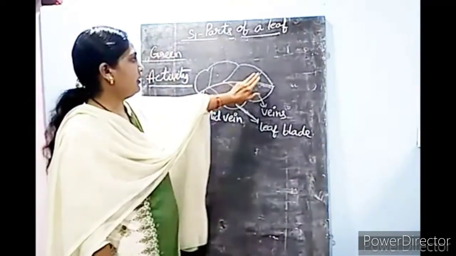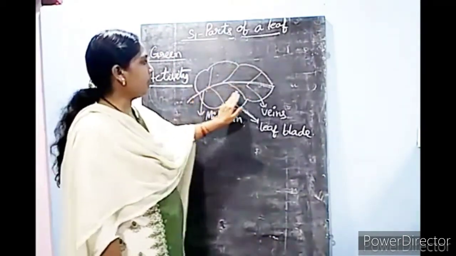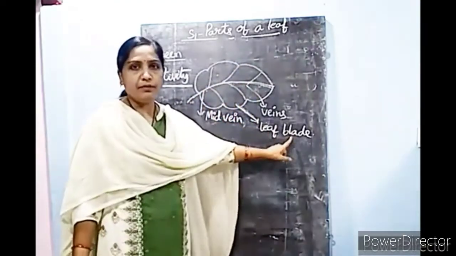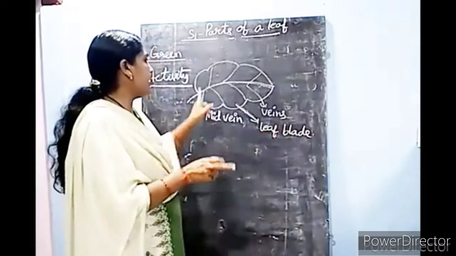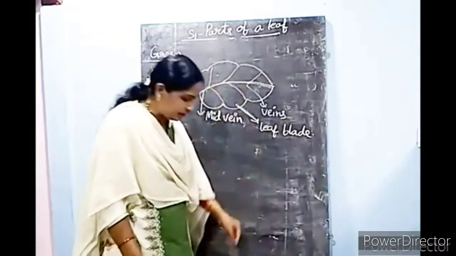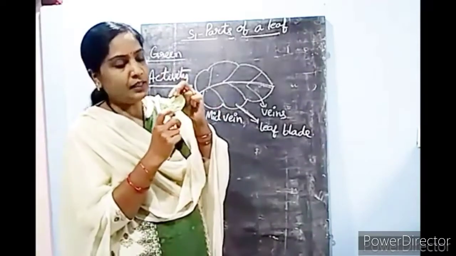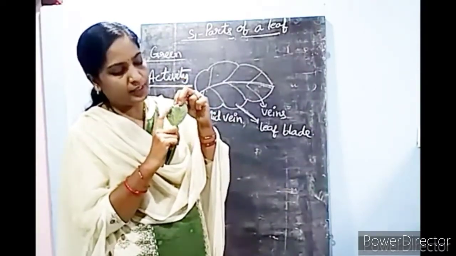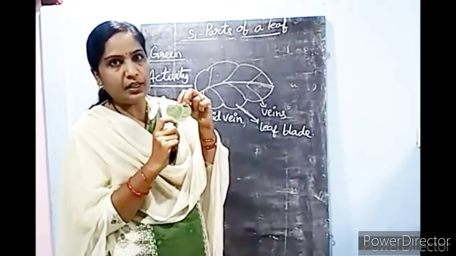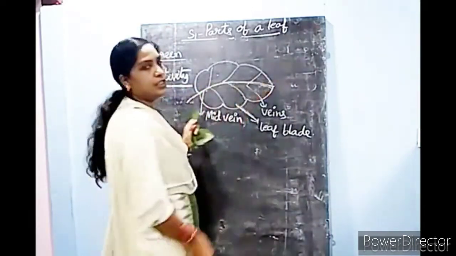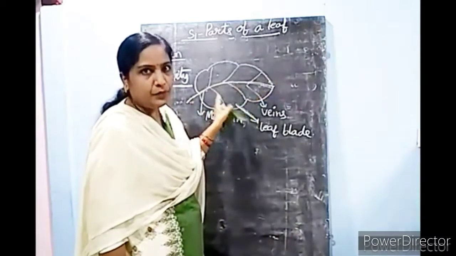So the leaf, the green, soft upper part is known as the leaf blade. And the veins, the lines which are present on the leaf, these are the veins. Small lines present on the leaf are veins. And this big vein which is present is known as the midvein.